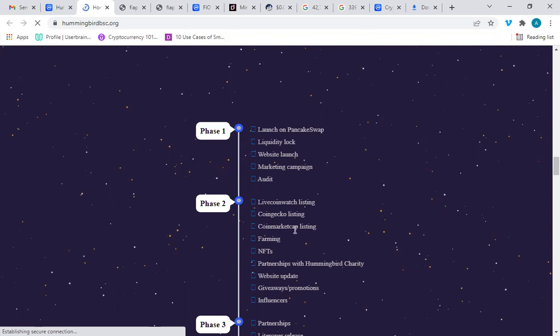Listing on CoinGecko, marketing. Coin market listing, marketing. Partnership with Hummingbird charity is another form of marketing. Giveaways or promotion, marketing. Influencer marketing. If you are seeing all this marketing, please run. They are impressed. I believe they are interested in pumping their coin and dumping it.